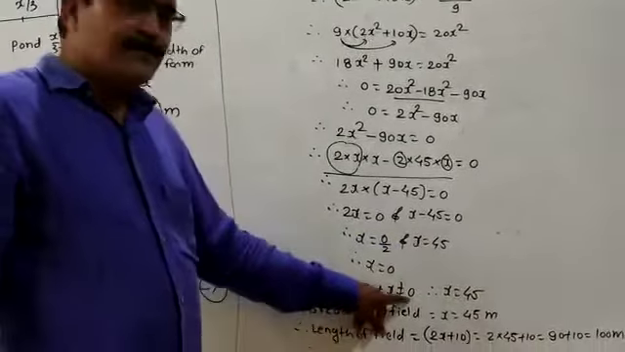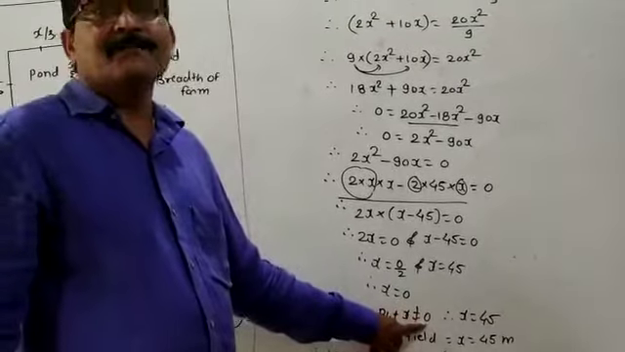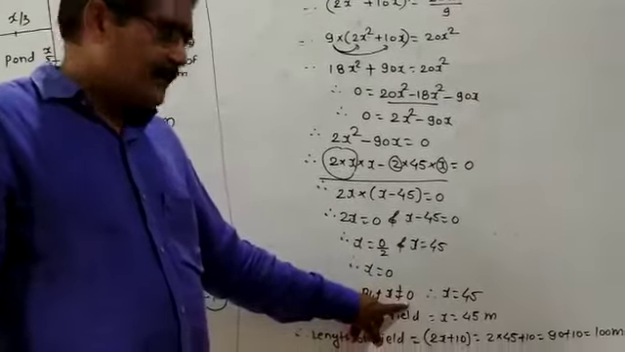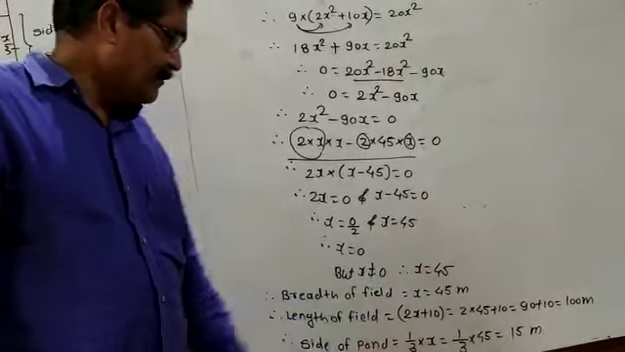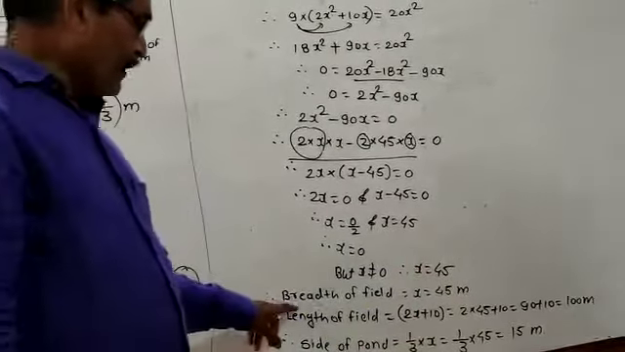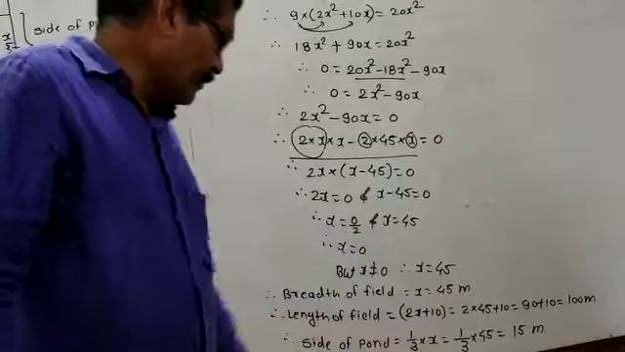But x is not equal to 0, because length and breadth will not come as 0. So x is not equal to 0. Therefore x is equal to 45. Therefore breadth of the field is equal to x, which is 45 meter.